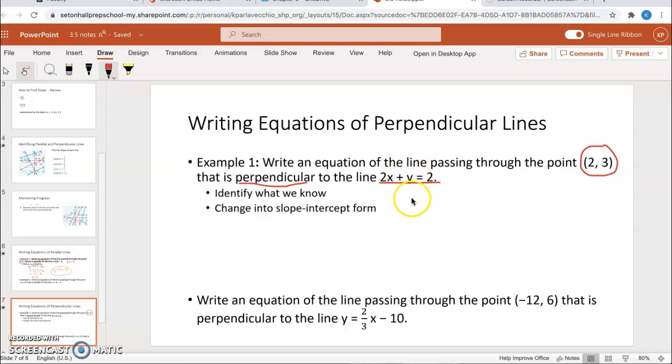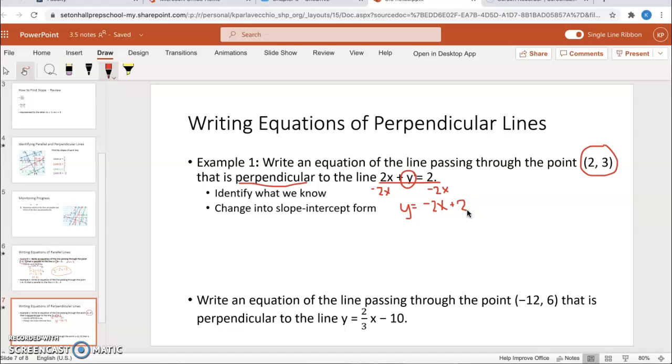Whenever you are given an equation in standard form, please write it into slope-intercept form by isolating y. To get y by itself, I just want to subtract 2x on both sides of the equation, and I'm going to end up with y is equal to -2x + 2.